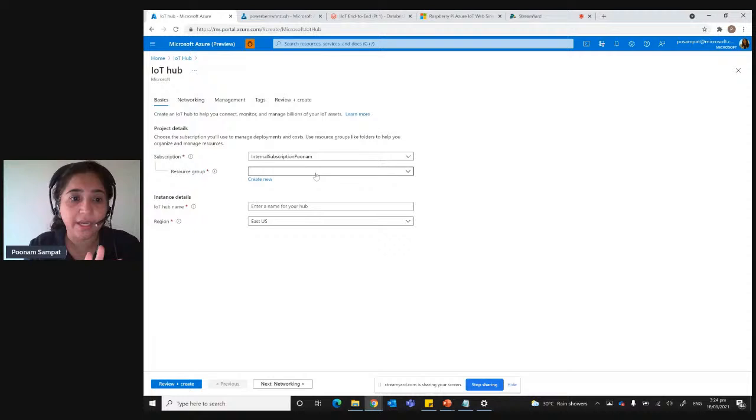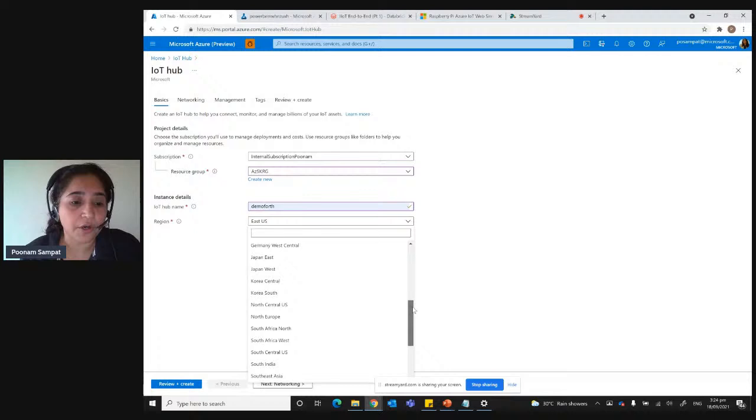And it's going to ask me, OK, give me an IoT hub name, right? So let me just give it a name. This is how you would reference that IoT hub. And you can actually deploy this to multiple regions, right? So for example, if your wind farm is in South Africa, you will deploy this IoT hub in South Africa because, you know, it's easier to get that data in that geography, right? So that's what it's asking me.